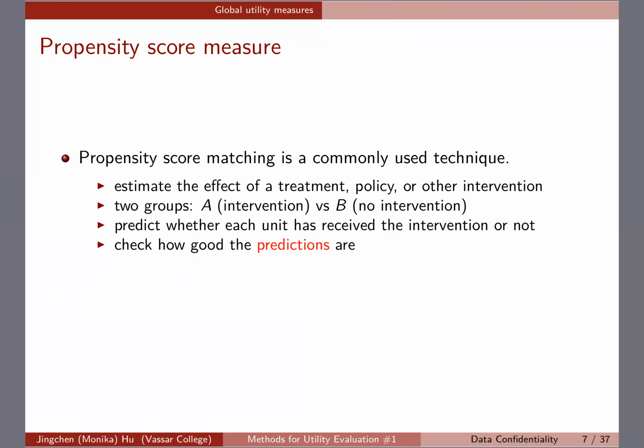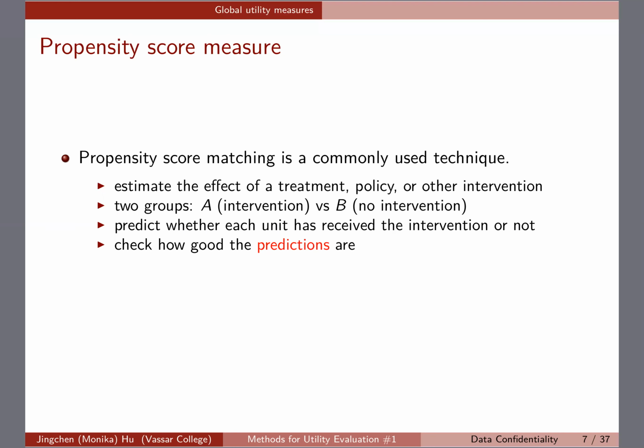So propensity score, the measure itself is from what people call in the literature propensity score matching. What they usually do is try to figure out two groups, group A and group B. One of the groups has received an intervention, let's say group A, and B is a group that has no intervention, and then they're trying to estimate the effect of the intervention. The way that they do it is to calculate what they call the propensity score. If you have two groups, and you know one receives the intervention and the other does not, then you can use methods to predict, based on the other variables, which records actually received the intervention and which have not. And then we can check how good the predictions are.